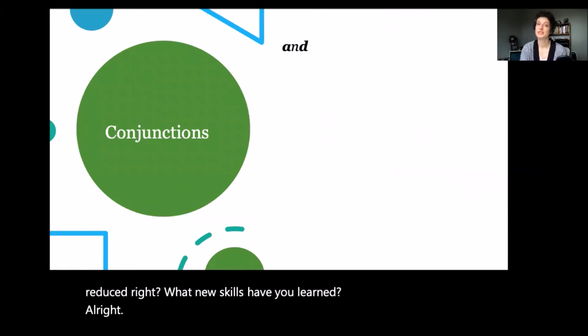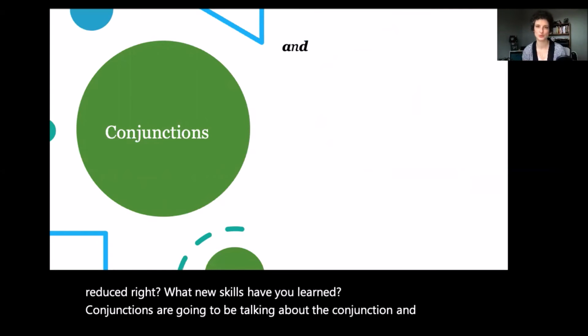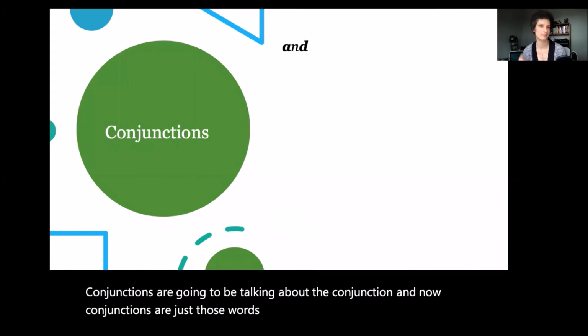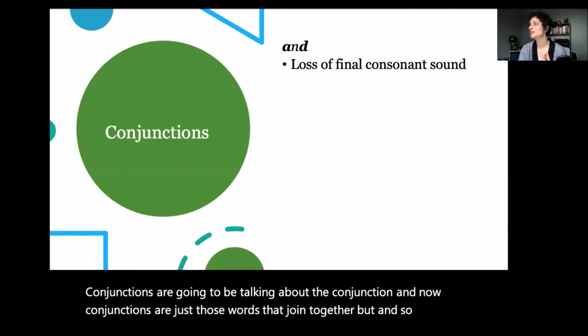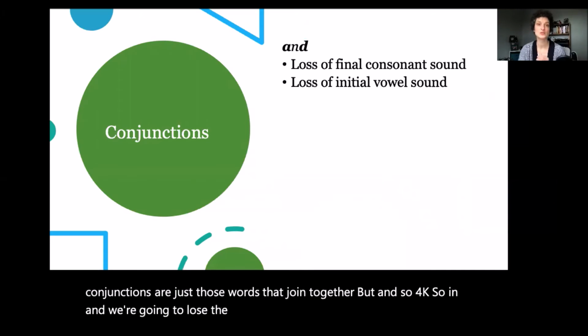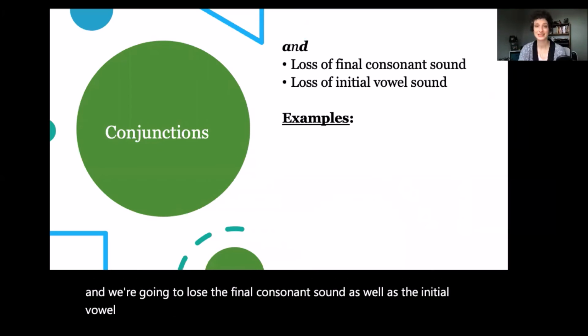Conjunctions. We're going to be talking about the conjunction "and." Conjunctions are just those words that join together: but, and, so, for, okay? So in "and," we're going to lose the final consonant sound as well as the initial vowel sound. So that means the only thing that's left is the N, right?